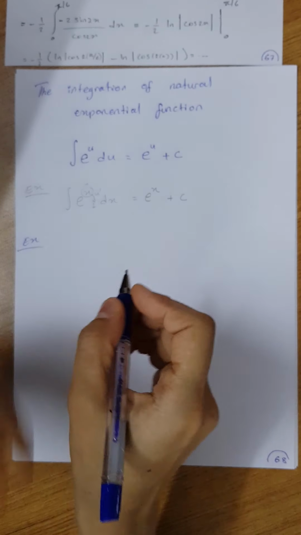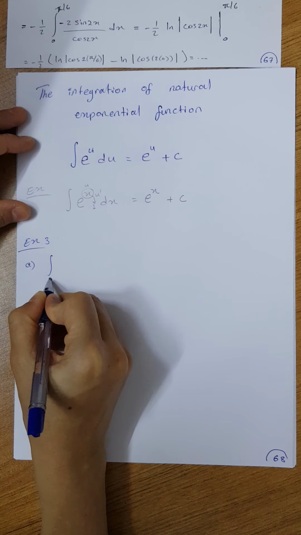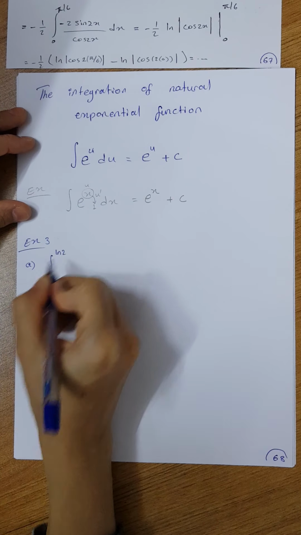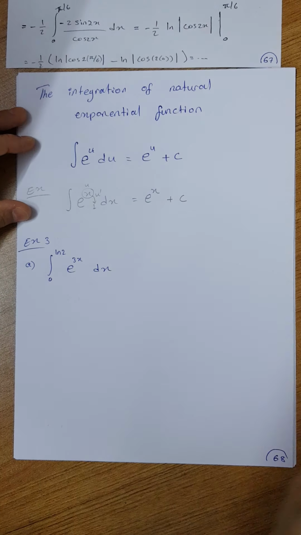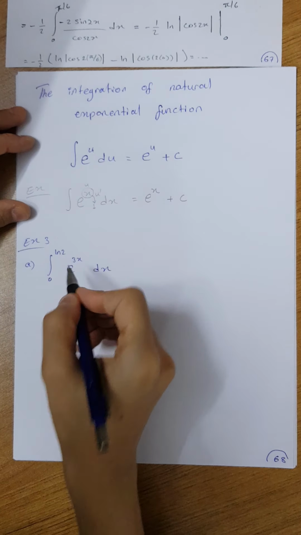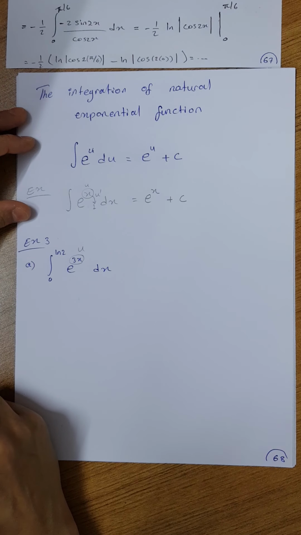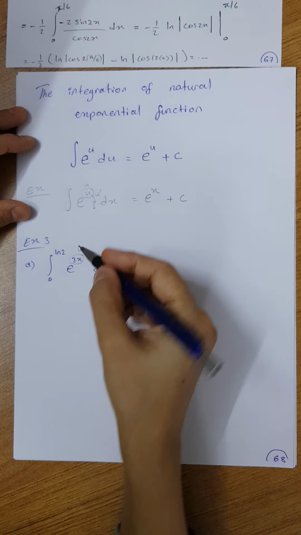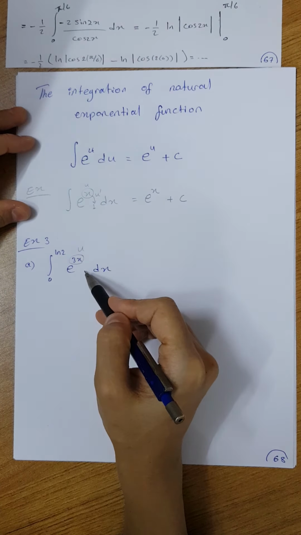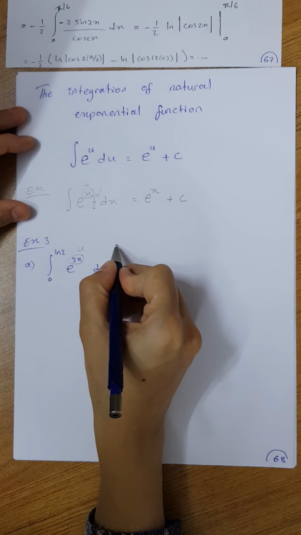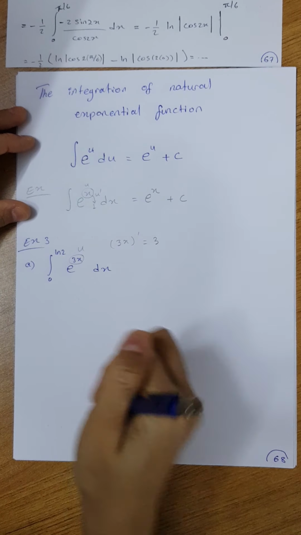Now we come to the examples given in your course material. We have example 3, part A. The integration runs from 0 to ln 2 of e to the power of 3x, and then we have dx. What is the u present here? It is 3x, the power of e. What must we have? We must have the derivative of u right next to the e. What is the derivative of 3x? It is equal to 3. So I need 3 here.